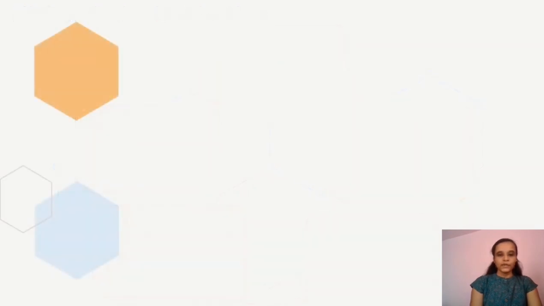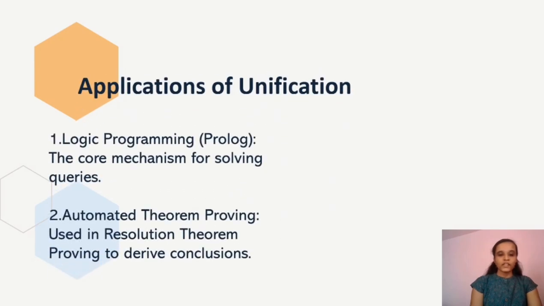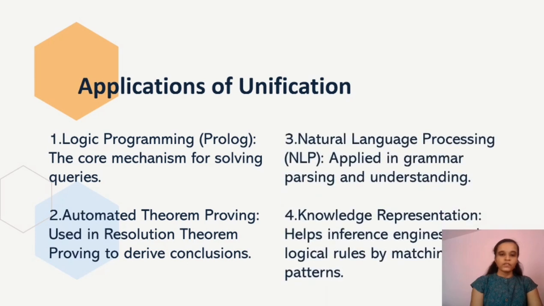Then applications of unification. Unification plays a key role in many areas of AI. First application is logic programming, Prolog. It's the heart of how Prolog solves queries by matching patterns and substituting variables. Second is automated theorem proving, used to derive conclusions by matching and resolving logical clauses.